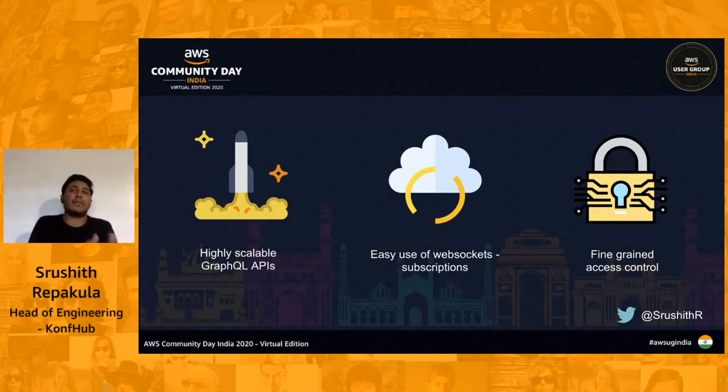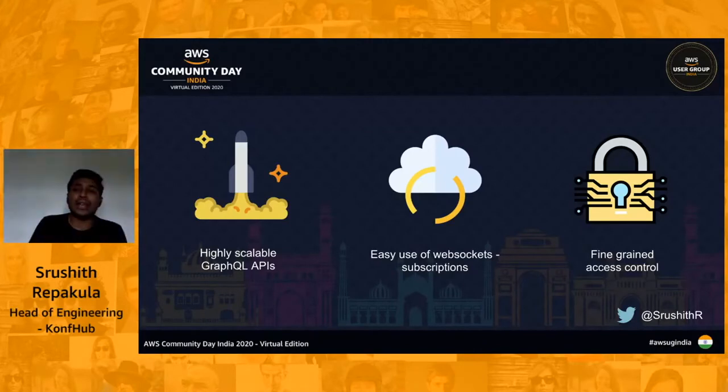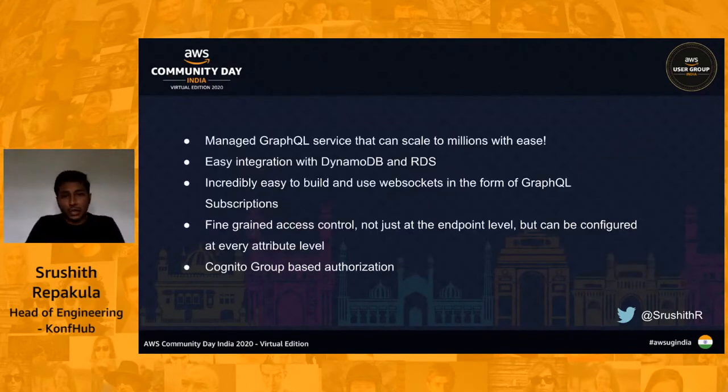One is the public API where we are not returning the email address, another authenticated API where we are returning the email address as well. Instead of doing it two times, we can leverage the fine-grained access control of AppSync itself and return only the necessary information for people who have the right access. So it's, as I've already mentioned, a managed GraphQL service that can scale to millions with ease. Easy integration with DynamoDB and RDS.